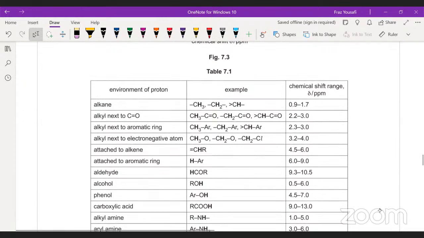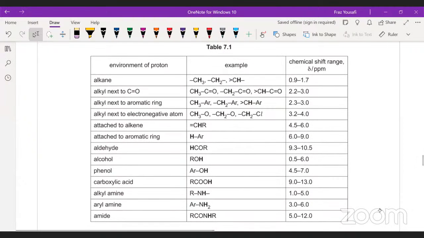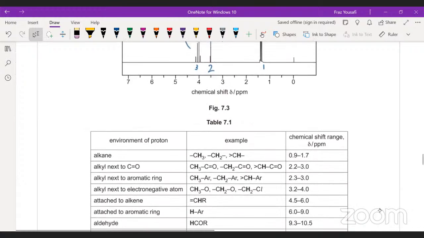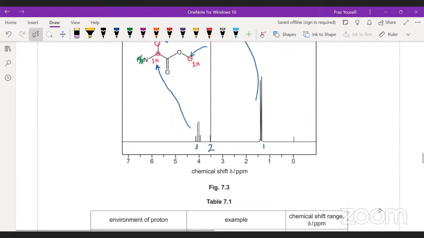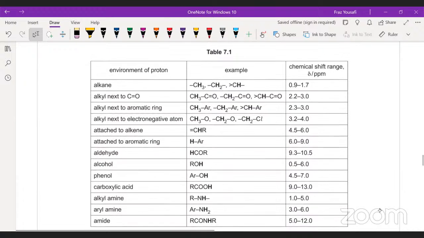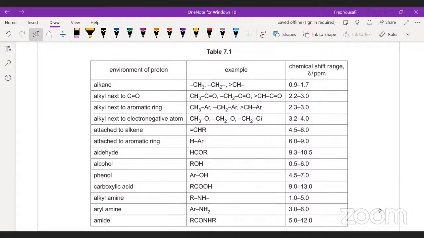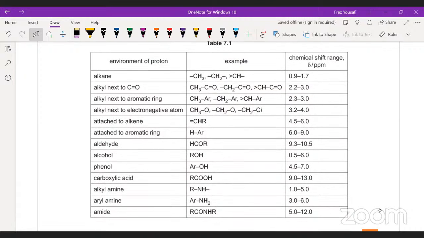The one at 3.5 is an alkyl group next to an alkane group next to an electronegative atom. And then the one that we see at 4 is the alkane that is attached directly next to an amine group on one end and a C double bond O on the other. So you've got a CH that is attached to, yeah, same idea. CH2 next to O and a CH2 next to C double bond O, actually.